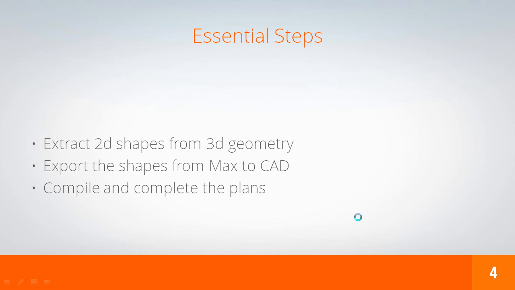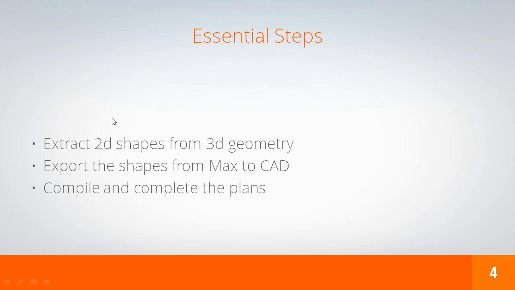So the essential steps that we're going to follow in this course start with learning how to extract 2D shapes out of the 3D geometry. We're going to look at all the different models that we've already done. We're going to look at either extracting a shape out of them or just going down the modifier stack to the base geometry and extracting shapes out of that and then putting it all together.